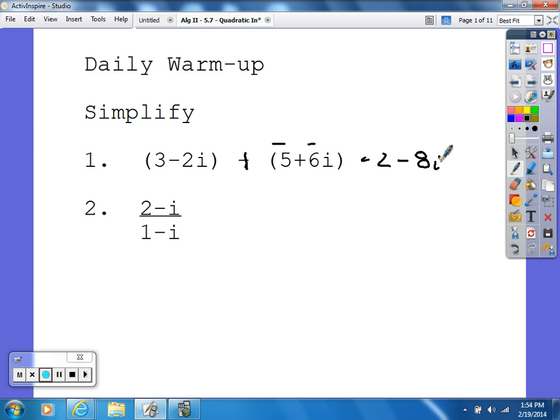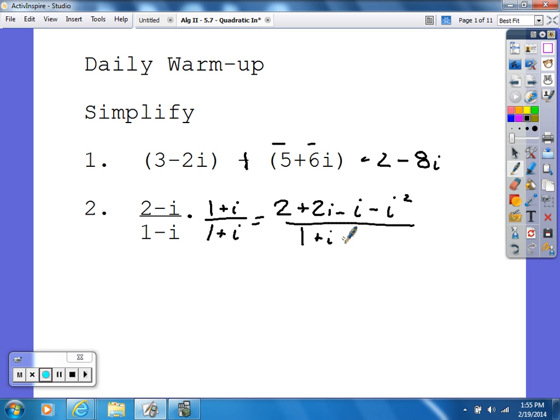That was a similar problem to number 2 off of the quiz, and several people missed it because they forgot to distribute that negative sign. All right, number 2. You should be multiplying by 1 plus i on top and bottom. Remember, you switch the sign of whatever's on that bottom. Then you FOIL: 2 plus 2i minus i squared over 1 plus i minus i squared.